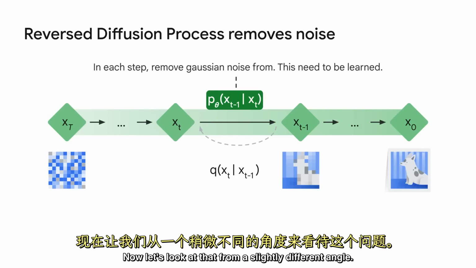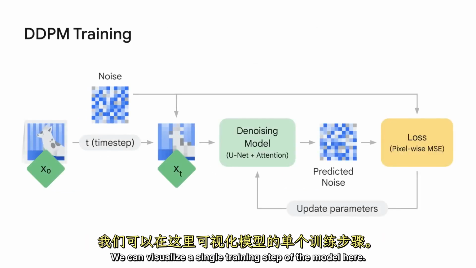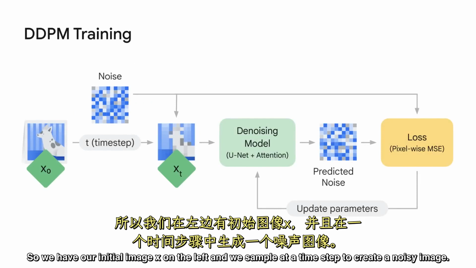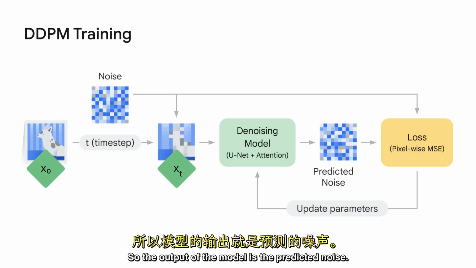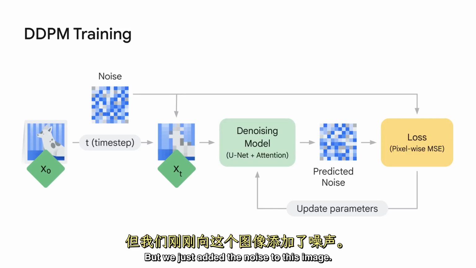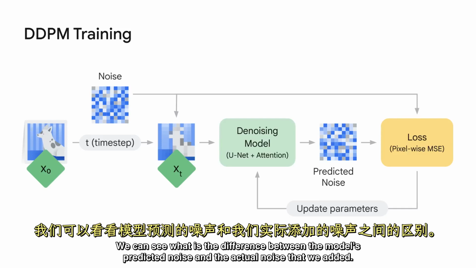Now, let's look at that from a slightly different angle. We can visualize a single training step of the model here. So we have our initial image X on the left, and we sample at a time step to create a noisy image. We then send that through our denoising model with the goal of predicting the noise. So the output of the model is the predicted noise. But we just added the noise to this image. We know what it is. So we can actually compare that. We can see what is the difference between the model's predicted noise and the actual noise that we added.